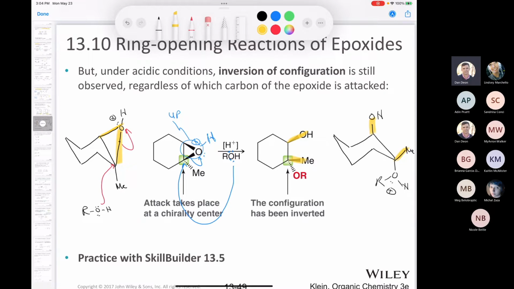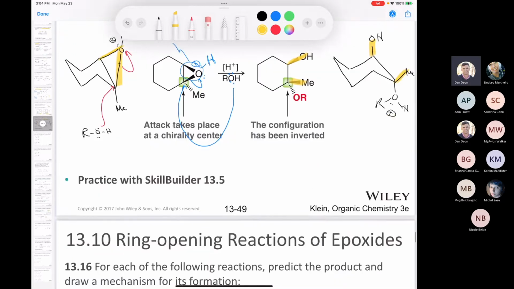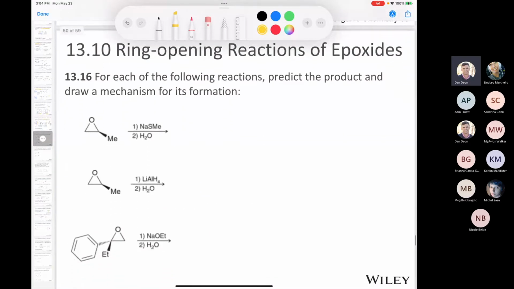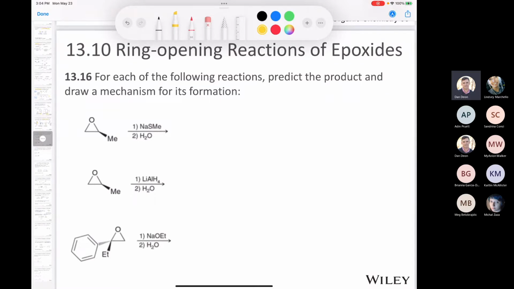Either way, if you're a little bit confused on this whole chair thing, the bottom line is what I'm trying to show you is that inversion of configuration is what's taking place here. So with all that information in mind, let's take a look at some practice problems of the ring opening of epoxides. So in this one, all we're doing, it says, for each of the following reactions, predict the product and draw a mechanism for its formation.